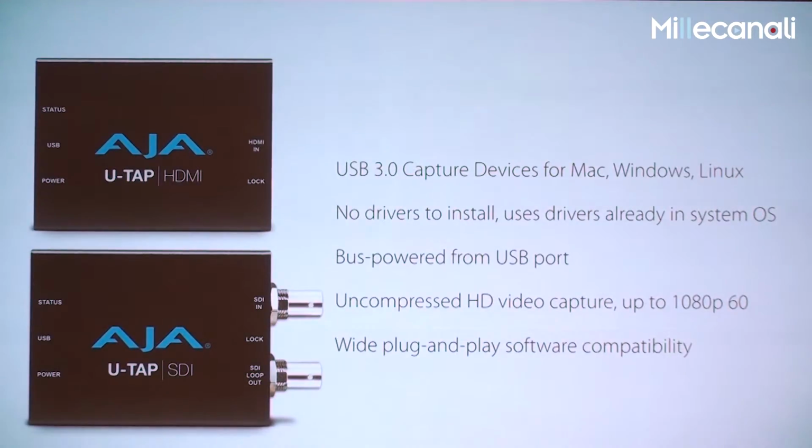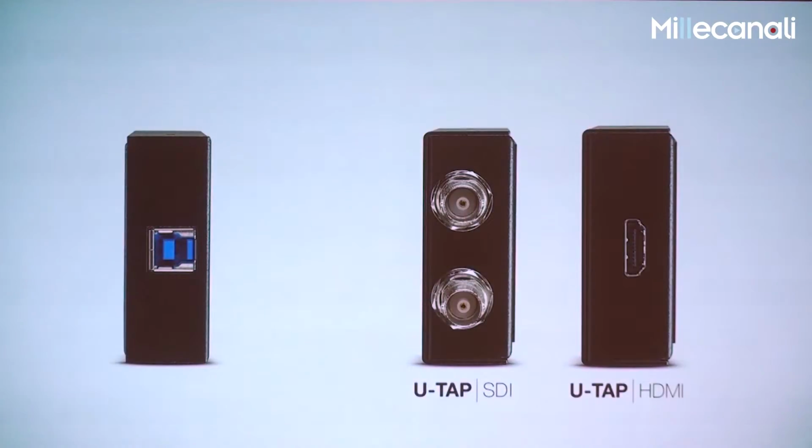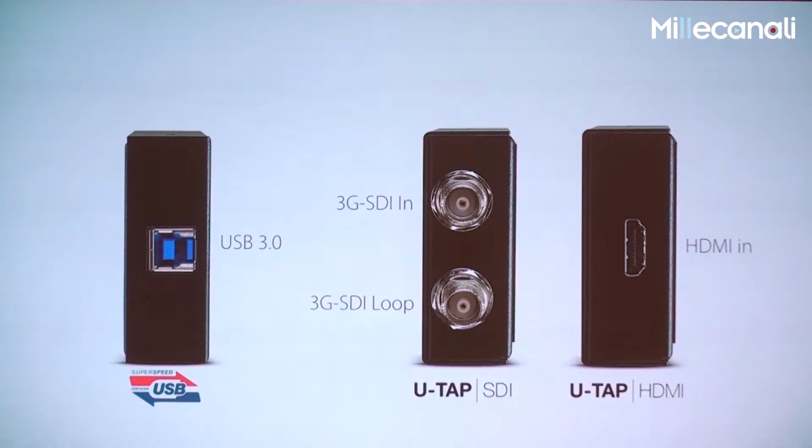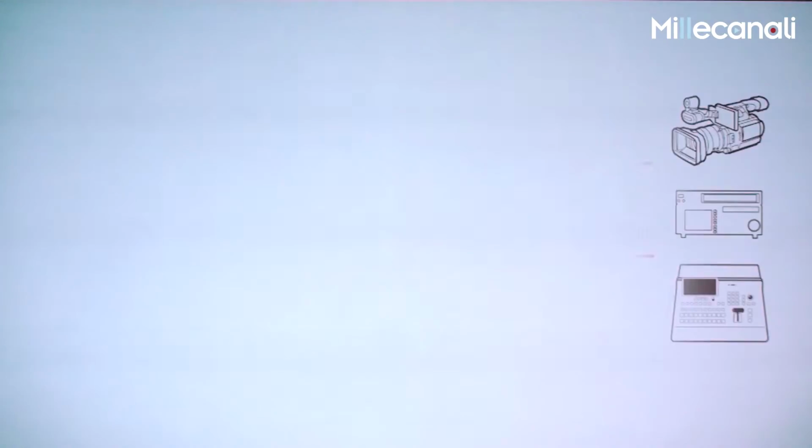It's uncompressed up to 1080p capture and tons of software compatibility, which I'll talk about in a second. So here's the business ends of them. The SDI version has a loop out. The HDMI version doesn't. And both are powered by USB 3.0. And these are tiny little boxes. They're about this big.